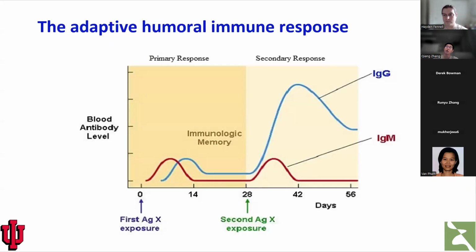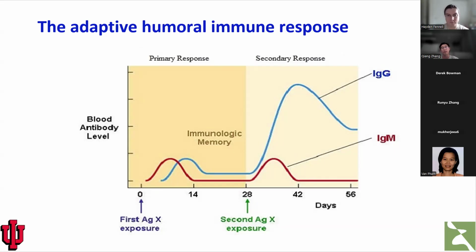So we all know that when we get exposed to some pathogen, like COVID-19, the virus, what have you, essentially our body will respond to the pathogens by producing antibodies. And this response is what we call the adaptive humoral immune response.